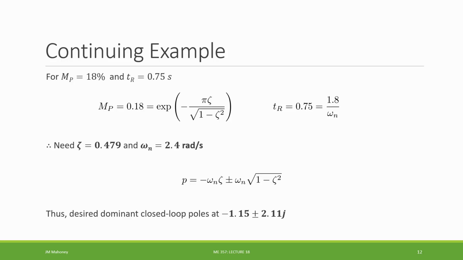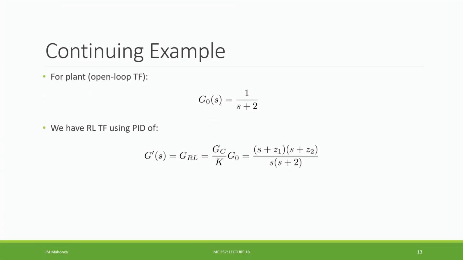Knowing where we want the dominant poles of the closed loop transfer function, now we can go and design what the zeros of our controller should be, and then find the gain so that we can achieve these desired dominant poles. So going back to our system, we have a plant that was provided to us, 1 over s plus 2, and we are going to be using the controller for the PID. So when we find our G prime, or the root locus transfer function, we are going to take our controller over K times our plant.